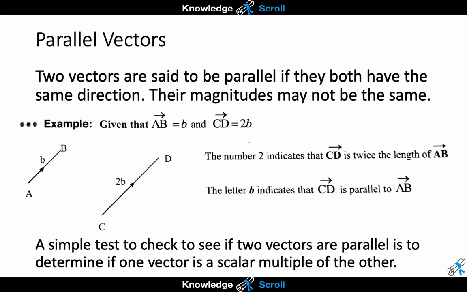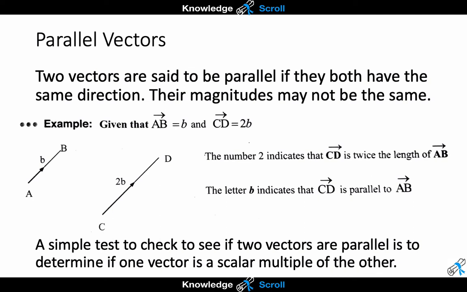Now next up, we have parallel vectors. Now I'm going to slow down a little bit just to make sure everyone is clear. Two vectors are parallel if they both have the same direction. However, their magnitudes may not be the same. And in the example, you have vector AB, which has a path called B, and then you have vector CD, which has a path called 2B.